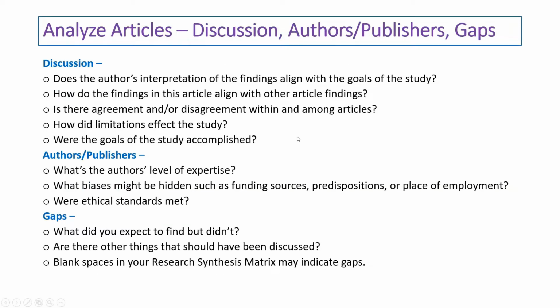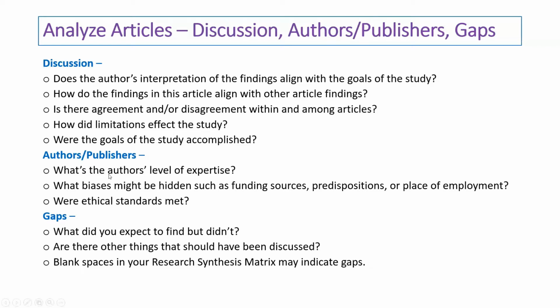And then look at your discussions. Do the author's interpretations align with the goals of the study? Do the other articles' findings work together with the articles you're looking at? Do they all say the same thing? Do they disagree or agree? Did any of the limitations that the studies had affect the study? For instance, did they study just one person or did they study a whole bunch of people? I'd say a study of 50 people versus a study of 5,000 people, probably your 5,000 people, depending on how that study was done, that information might be applicable to a greater group. And then did the study actually accomplish its goals?